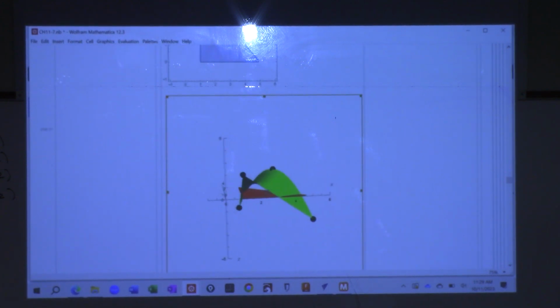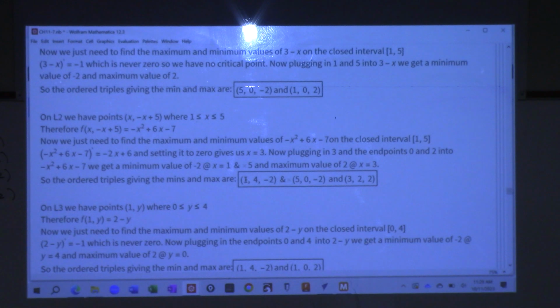You see the 2 max points? And then the 2 mins? We found those. All right, let's do another one.